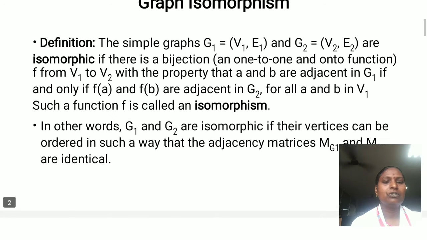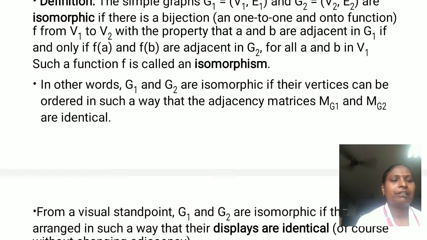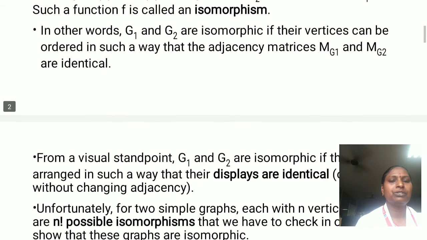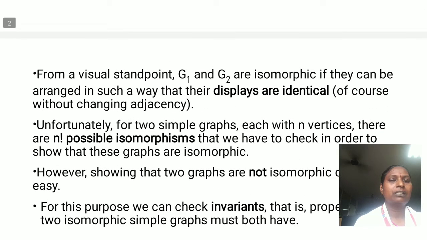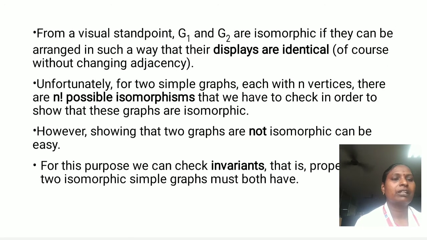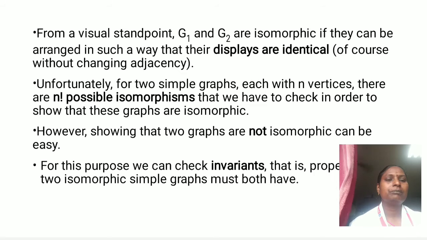In other words, G1 and G2 are isomorphic if their vertices can be ordered in such a way that the adjacency matrices M_G1 and M_G2 are identical. From a visual standpoint, G1 and G2 are isomorphic if they can be arranged in such a way that their displays are identical, of course without changing adjacency. Unfortunately, for two simple graphs, each with n vertices, there are n factorial possible isomorphisms that we have to check in order to show that these graphs are isomorphic.